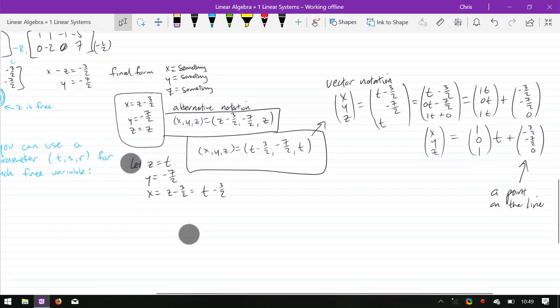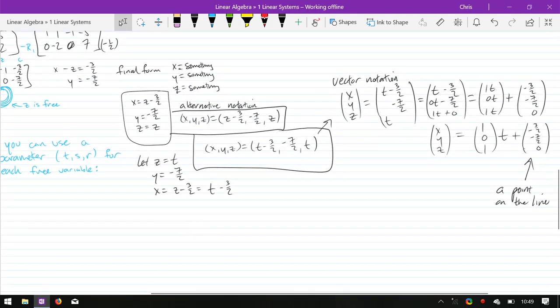This is a good place to stop. We'll do some more free variables because they can definitely be confusing at first. I'll make sure I do an example that has two free variables also.